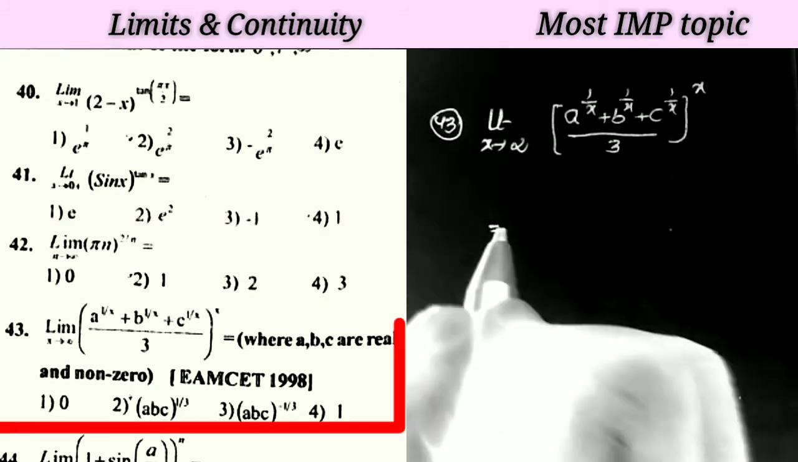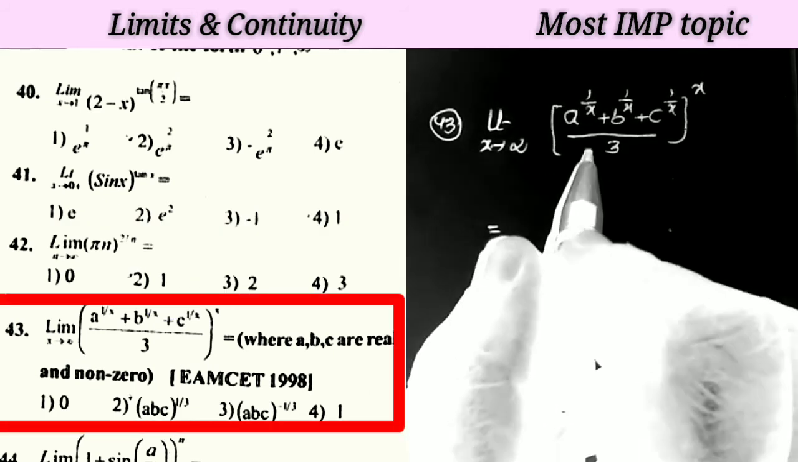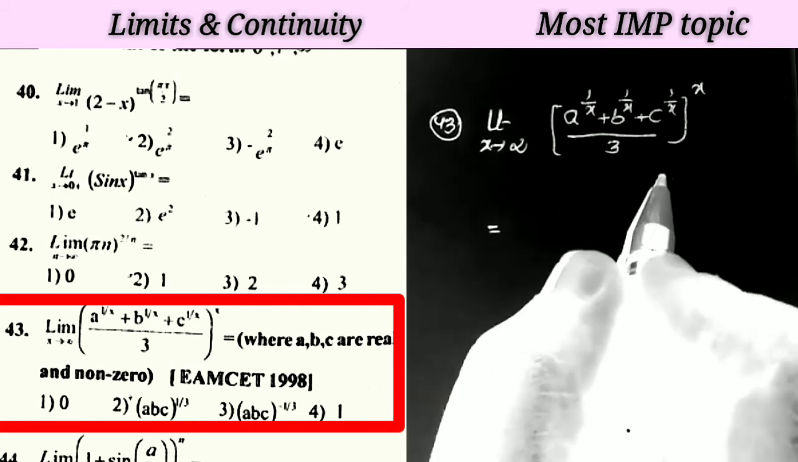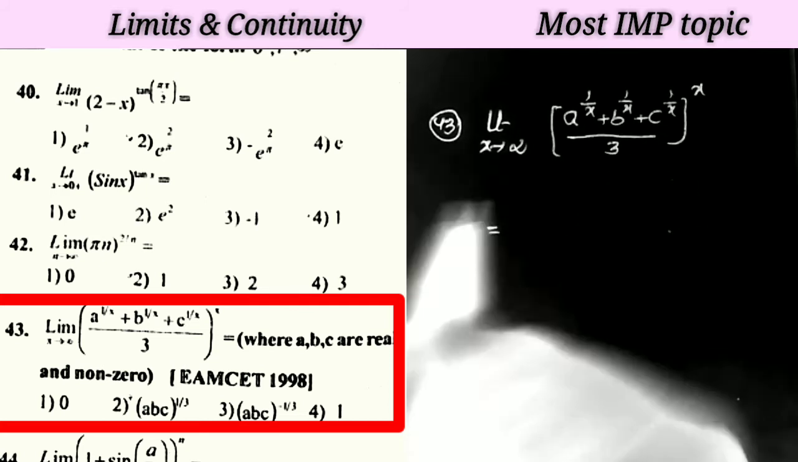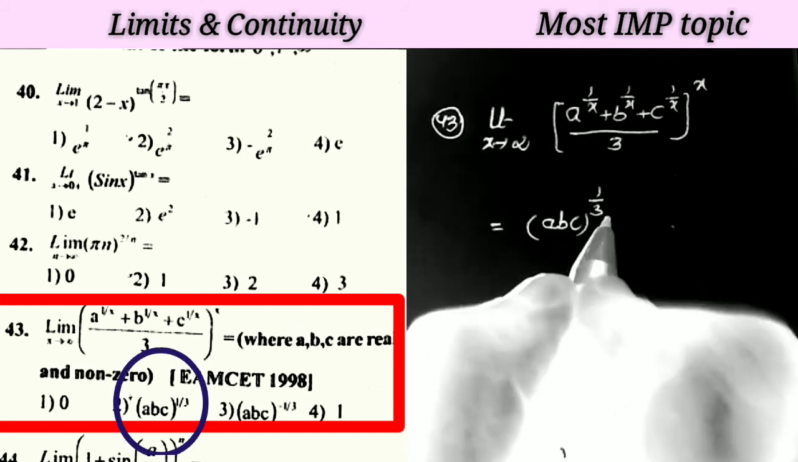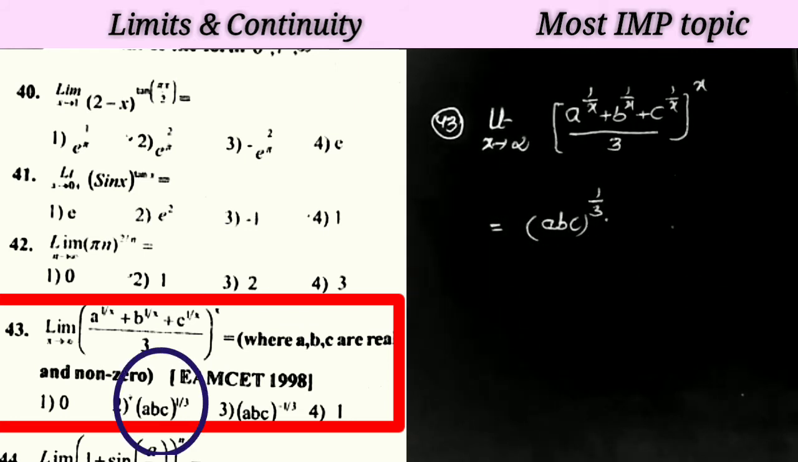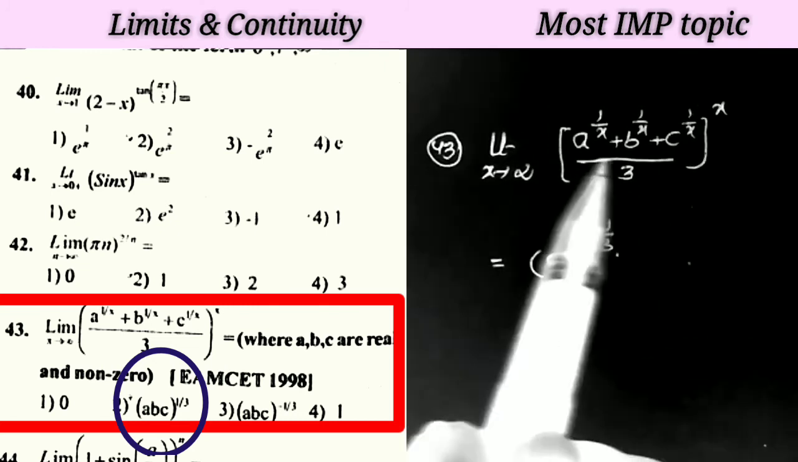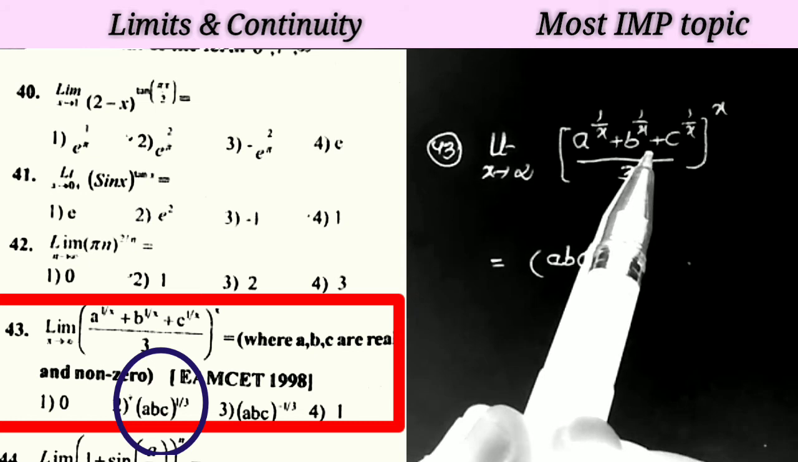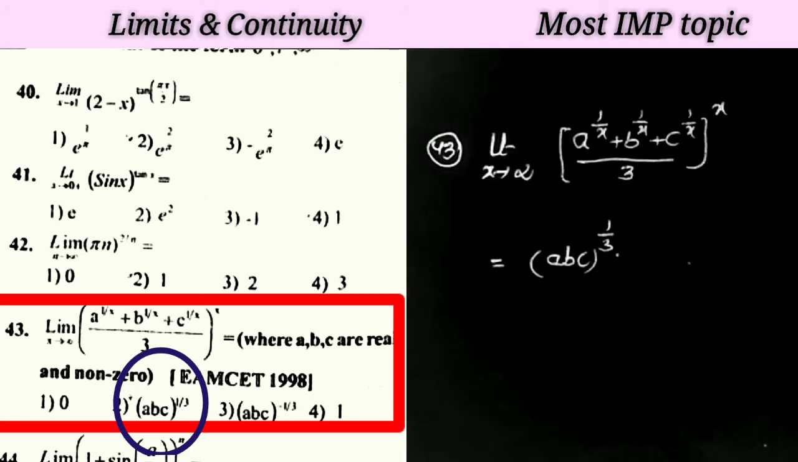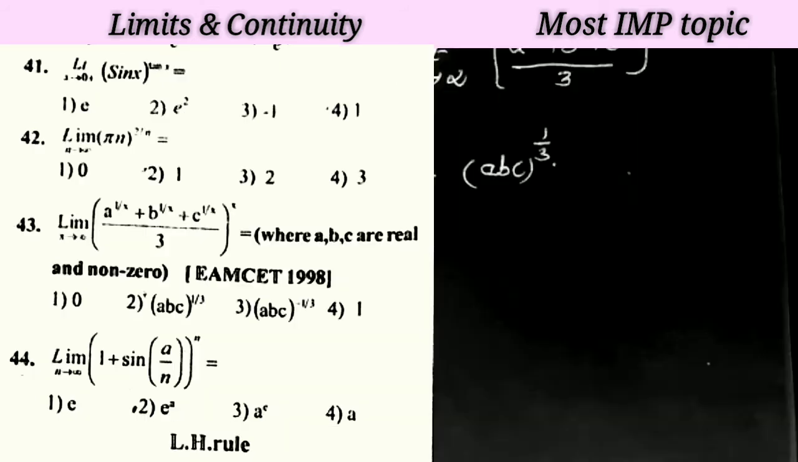The next question, limit x tends to infinity a power 1 by x plus b power 1 by x plus c power 1 by x, divided by 3, whole power x is equal to. Direct formula, the answer is equal to abc whole power 1 by 3, and this is a very important formula. Limit x tends to infinity a power 1 by x plus b power 1 by x plus c power 1 by x, by 3, whole power x, the direct answer is abc power 1 by 3. Just remember the formula. This is the direct formula.